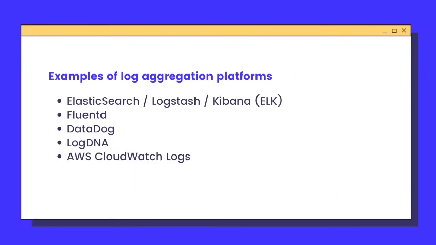And there's a few examples of log aggregation platforms. There's Elasticsearch Logstash Kibana, which we talked about. FluentD is another popular open source choice. There's Datadog, which is very commonly used at larger enterprises. It's a hosted offering. And there's LogDNA, which is another hosted offering. And most cloud providers also provide logging facilities, like AWS CloudWatch Logs.